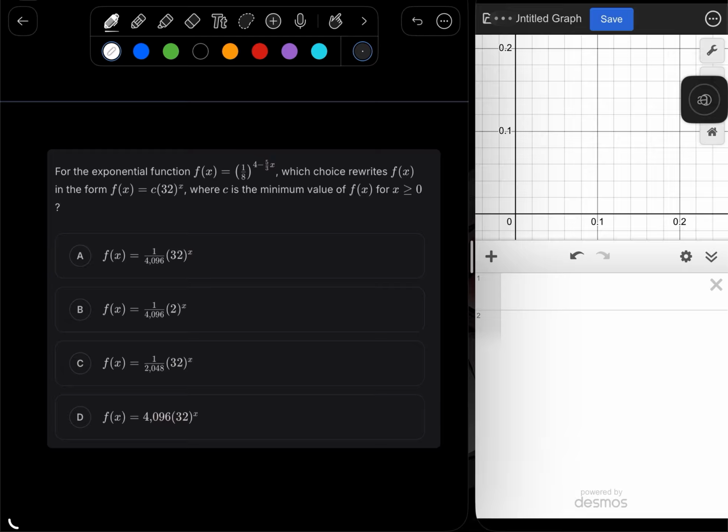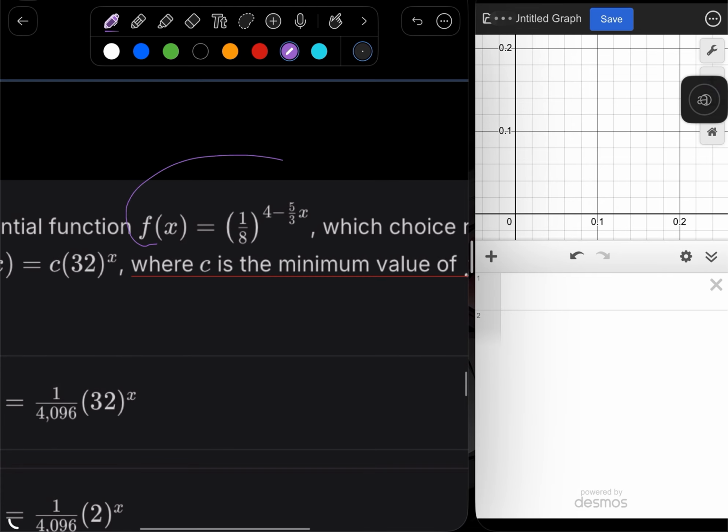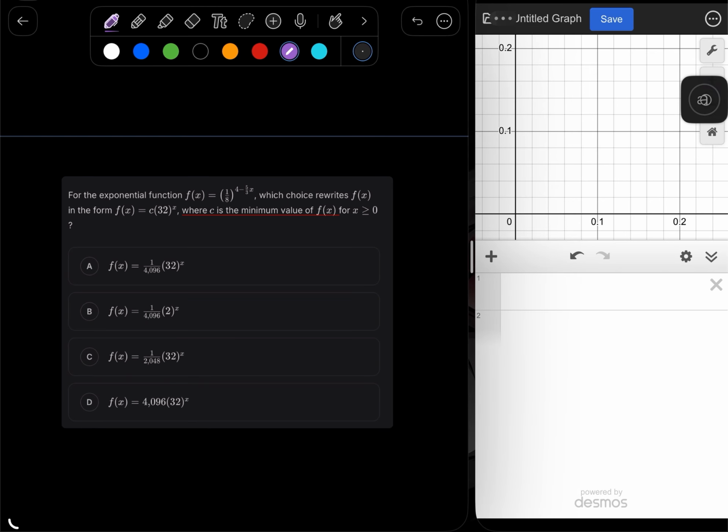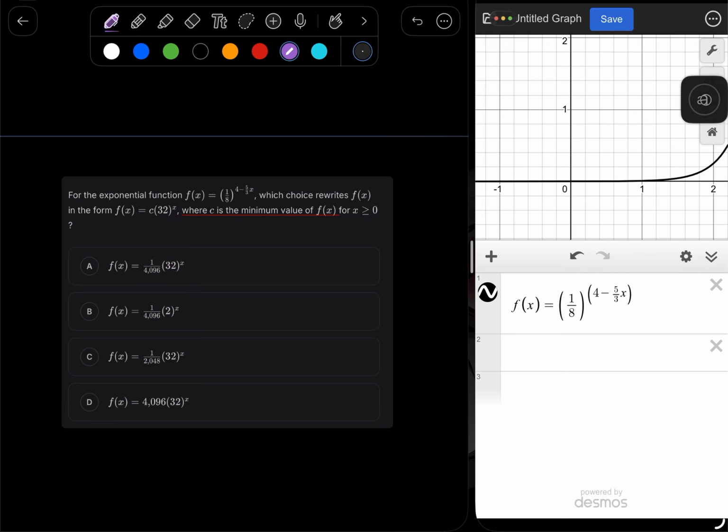So the key thing to realize for this problem is that it actually tells you kind of what to look for, right? It tells you that c is the minimum value of f of x. And lucky for us, they give us what f of x is. So what I'll do is head over to Desmos and type in exactly the equation they give us, which is f of x equals 1 over 8,4 minus 5 over 3x.